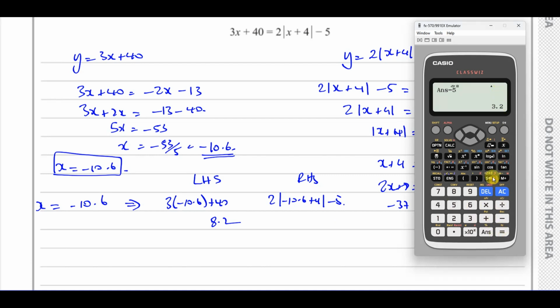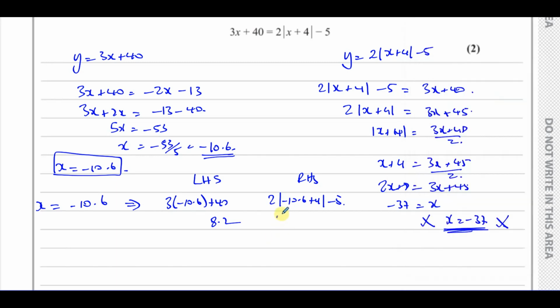Oops, what did I do here? Sorry about that. Let me just do that again. I think I did something wrong. So you have negative 10.6 plus 4. That's going to become positive because of the modulus. Then I have to multiply that by 2, and then take away 5. It gives me 8.2 here. I think I made a mistake before. So we know they're equal. So we know that this is a correct solution.